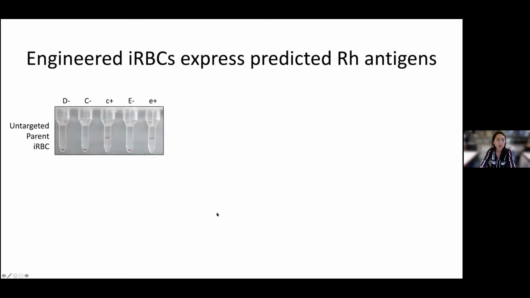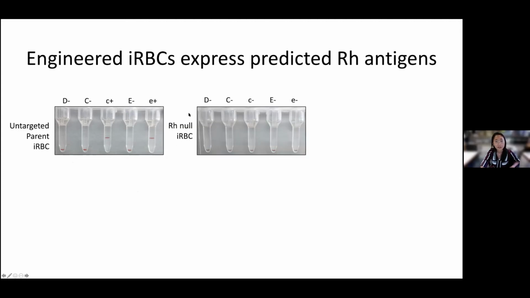And maybe more exciting, maybe not, our IRBCs express predicted RH antigen phenotypes. So if you look at the untargeted parent IRBC that we use to make the RH null line, you can see agglutination against anti-little c and anti-little e. And this typing was done using monoclonal typing reagents. And you can see this nice expression over here, whereas in the RH null IRBC, we don't see any agglutination against any of the 5 conventional RH antibodies.